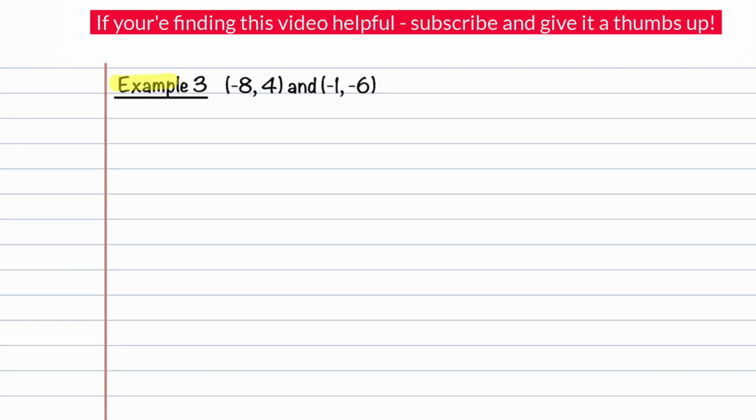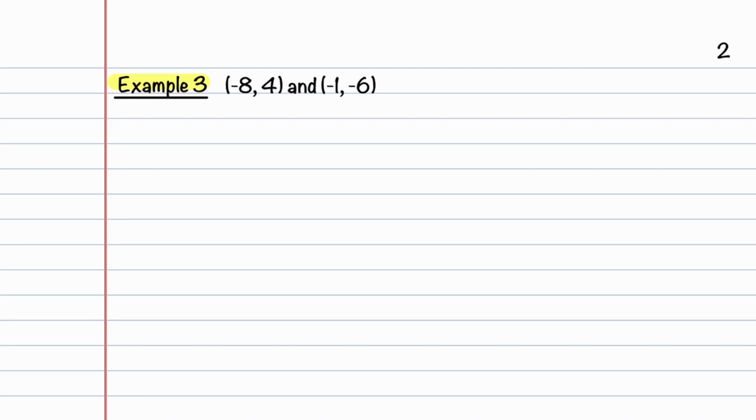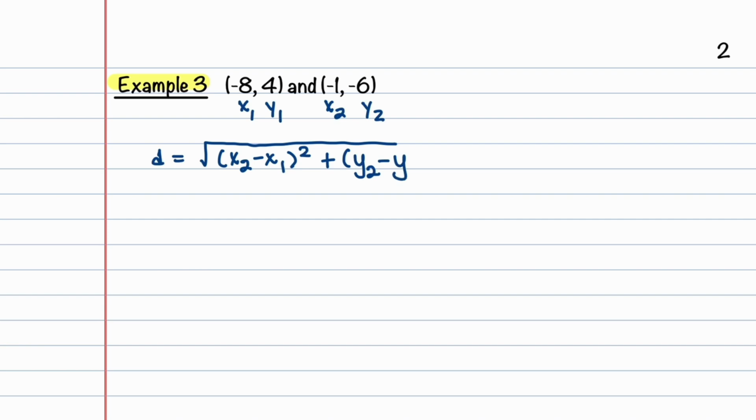Let's do one more example with points that have a few negative values in them. You may want to pause the video and see if you can complete this problem on your own. We'll begin by labeling our points. Our first point is x1, y1, and then our second point is x2, y2. We'll write down the formula for our distance between the 2 points. It's the square root of x2 minus x1 squared plus y2 minus y1 squared.